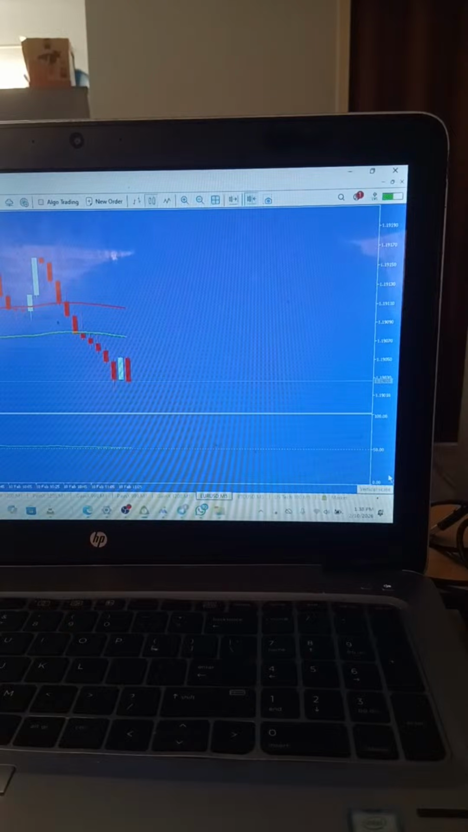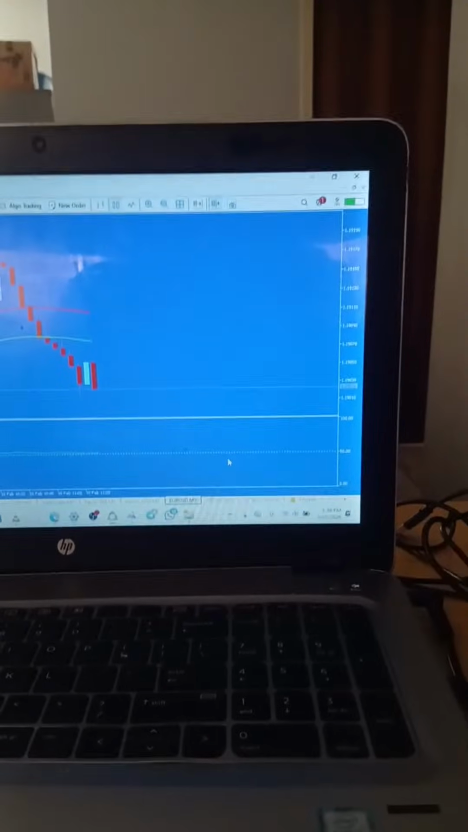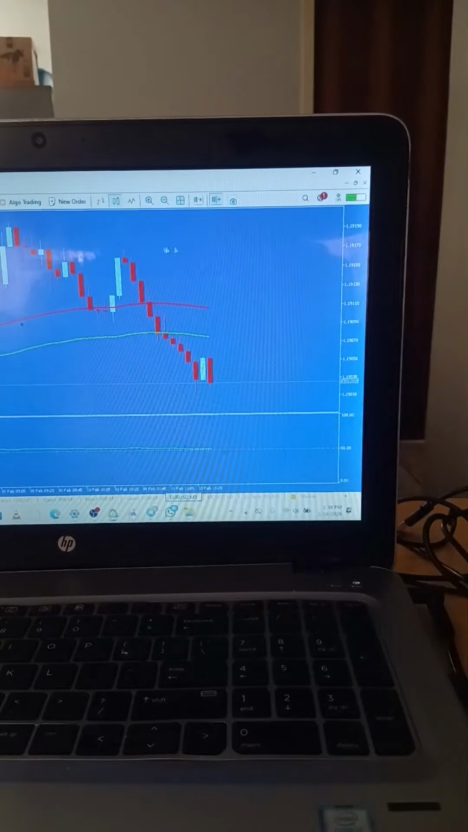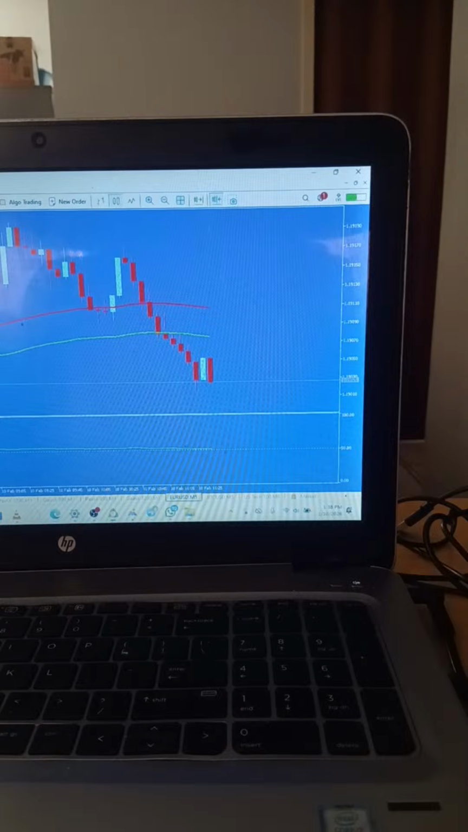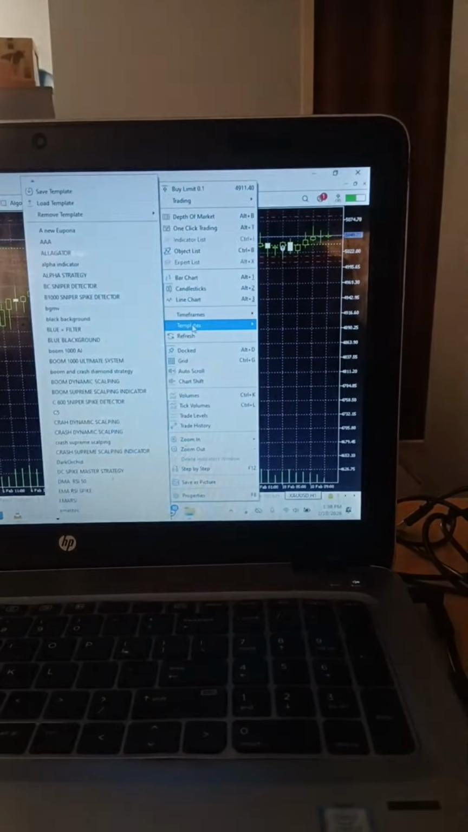Your background color is too dark. It's too dark. You can't see the candles. That's my color. That has been my color since day one. All my robots, everything that I do is in this blue color. So unfortunately, there's nothing that I can do concerning that. That's the color that I've chosen to use for my charts.